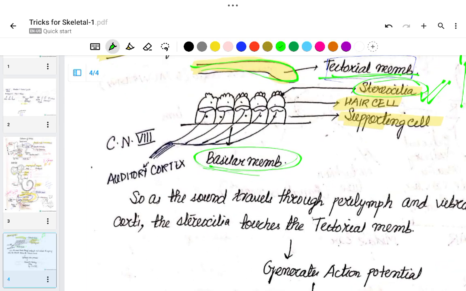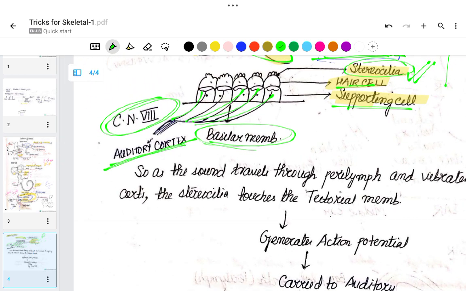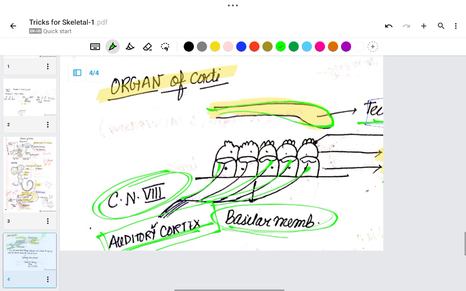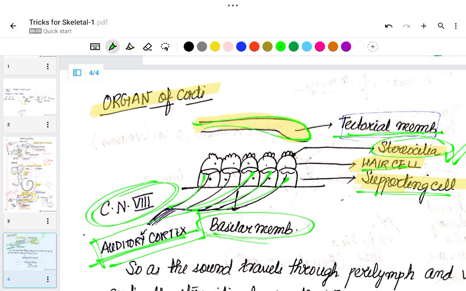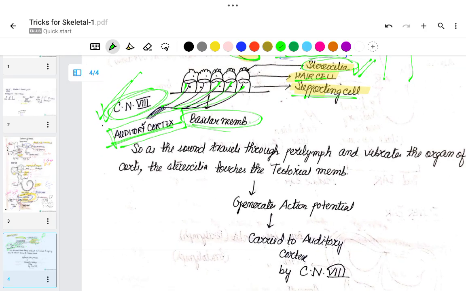From the junction between the hair cell and the supporting cell, nerve fibers arise. Which nerve? The eighth cranial nerve, that goes to the auditory cortex situated in the upper parts of the brain. So again, summarizing: tectorial membrane, stereocilia, hair cell, supporting cells, basilar membrane, then cranial nerve 8 going to the auditory cortex. Now let's study what's written.